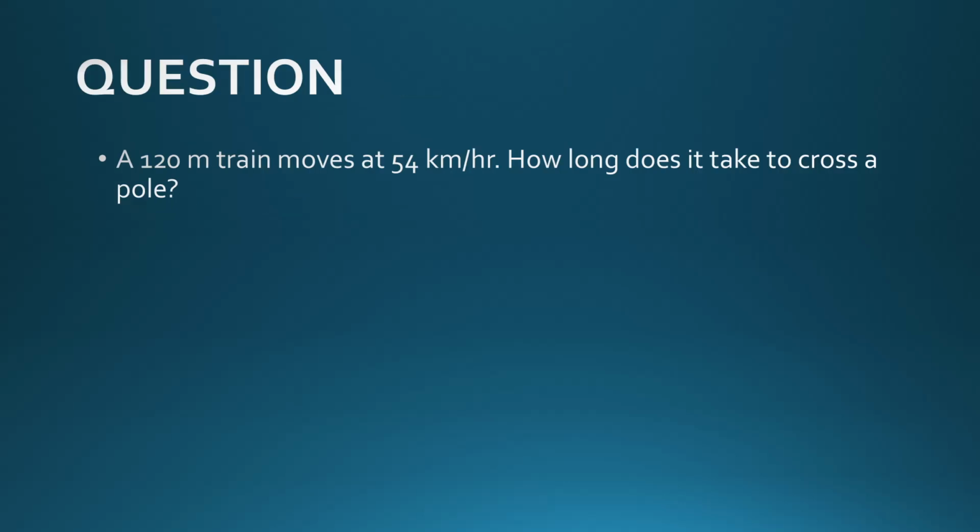Now let's look at an example. A 120-meter train moves at 54 km per hour. How long does it take to cross a pole?